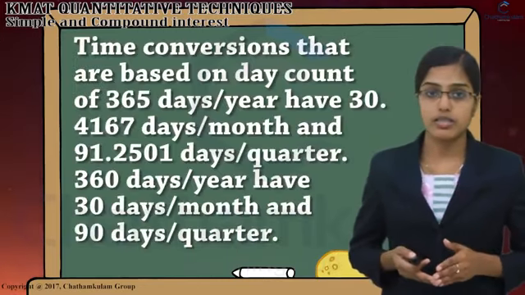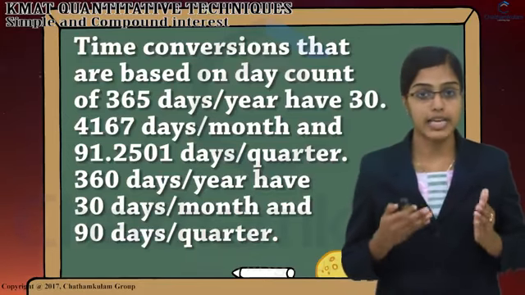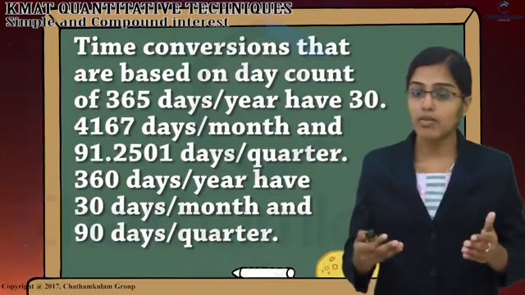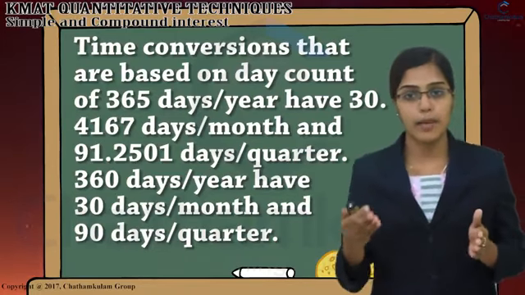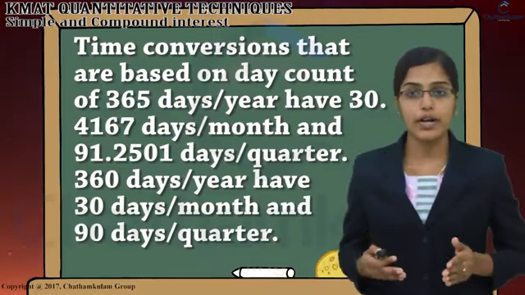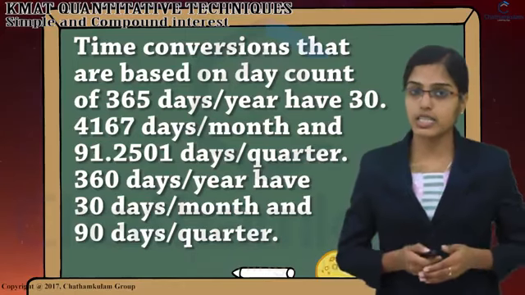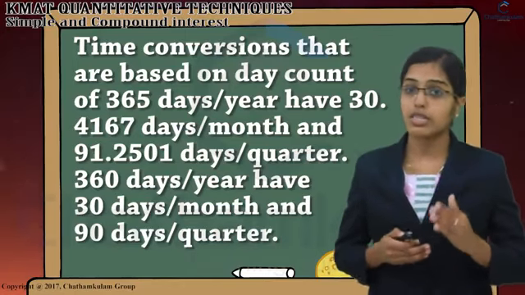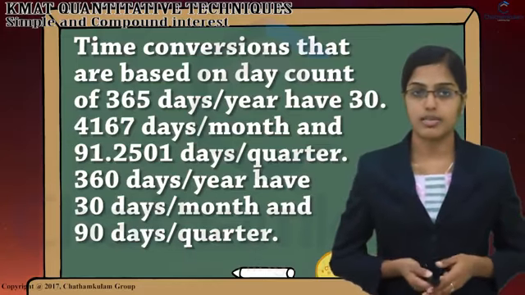Time conversions that are based on a day count of 365 days a year have 30.4167 days a month and 91.2501 days a quarter. 360 days a year have 30 days a month and 90 days a quarter.